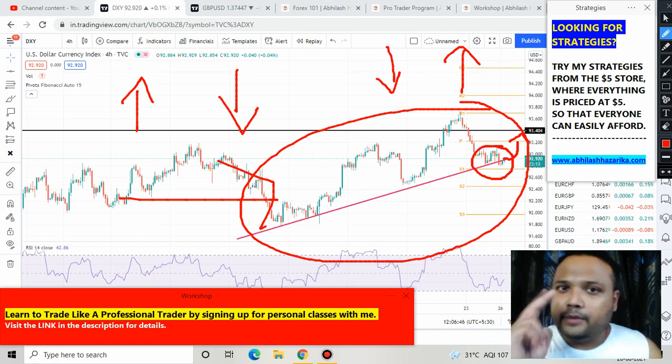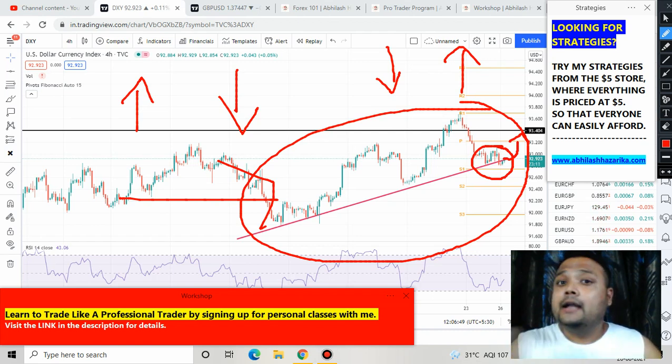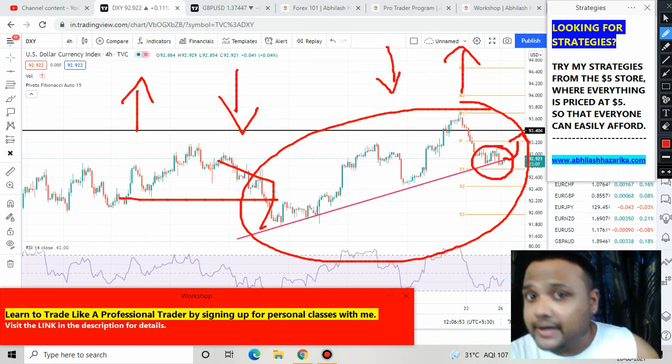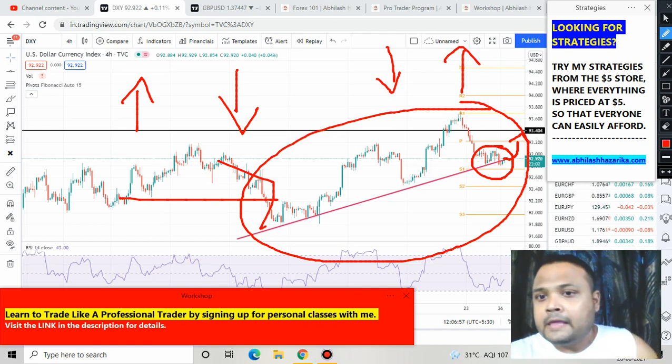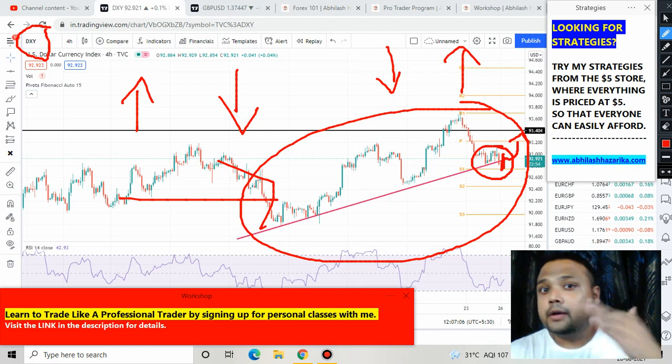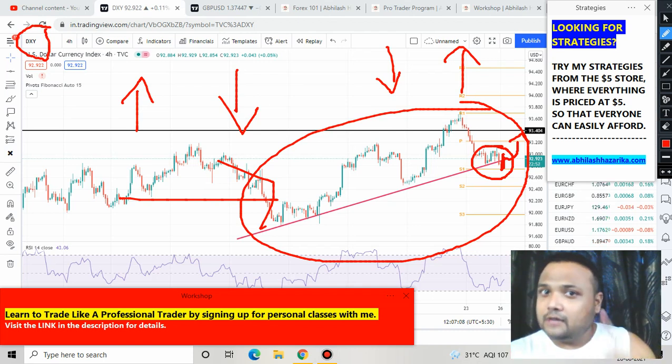Risk only 2 to 3% of your trading capital, and after taking a position, keep your eyes on the chart of DXY as well. Listen to me carefully. In case there is a sudden selling pressure on the US dollar chart, the DXY chart, then you also need to exit from the GBP USD trade, because if the dollar goes down, GBP will go up.